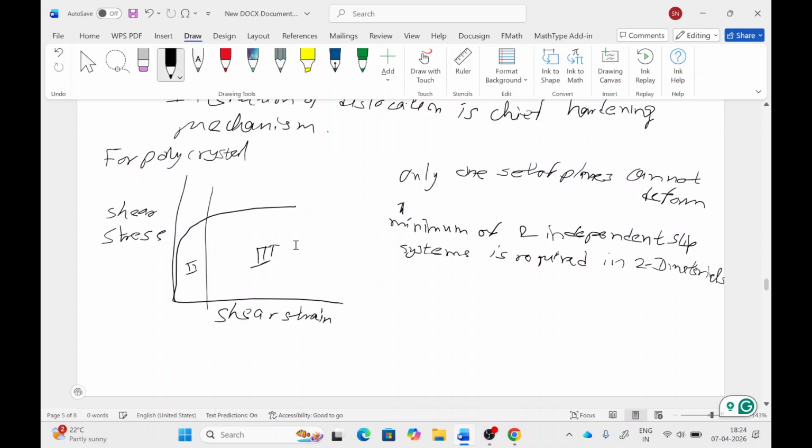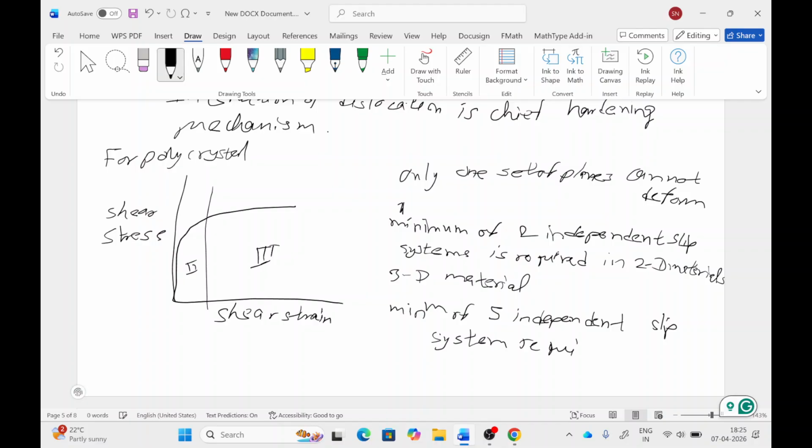And if we talk about 3D materials, which are bulk materials, a minimum of five independent slip systems are required. So when the applied shear stress reaches the CRSS values of five independent slip systems, only then does deformation start.